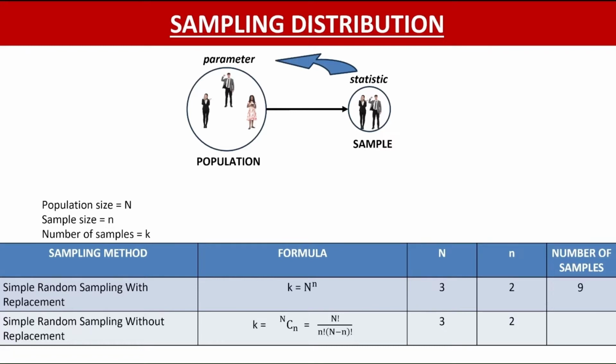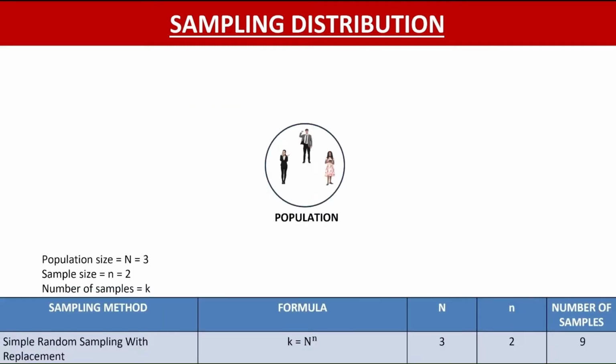Coming to simple random sampling without replacement, it means we will not replace the object that we have once drawn for the sample. So here the number of samples that we will get is given by capital N combination small n, which is equal to N factorial upon small n factorial multiplied by (N minus n) factorial. So if the population size is capital N, that is 3, and sample size is 2, we will get a number of samples as 3. For now on, let us only consider simple random sampling with replacement. So here the number of samples that we will get is 9.